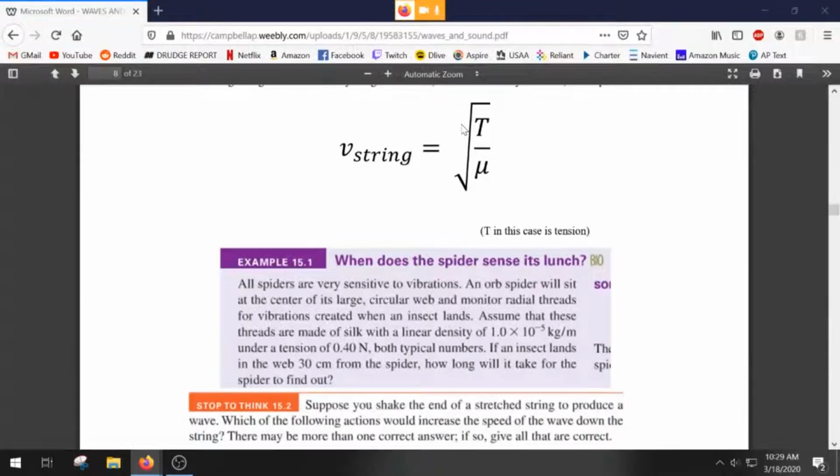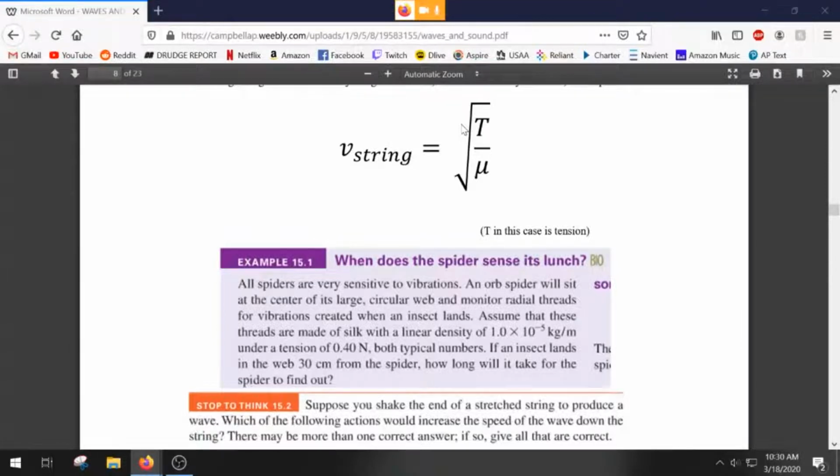All right. So we're now told that we want to know how long it will take for the spider to find out, given that the spider is 30 centimeters away from the insect. How are we going to do that? Well, remember, we've said that wave speed is entirely dependent on the properties of the medium. Are the properties of the medium of this spider web equal throughout? Yes. So if the properties of the medium don't change, the speed of the wave does not change. This wave travels at a constant speed as long as it travels through a medium that does not change.